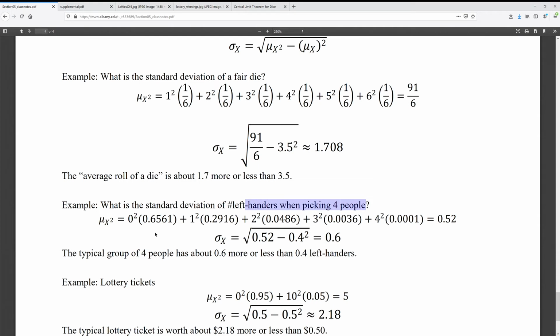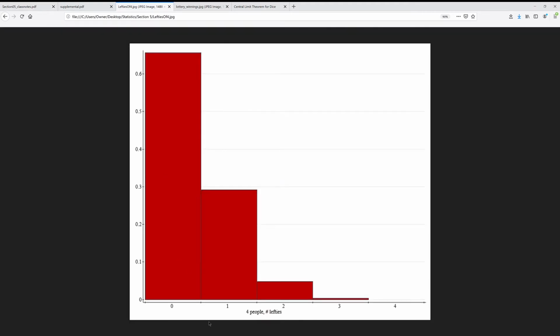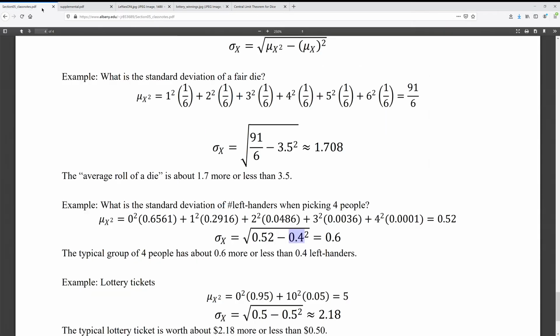Well, remember that my mean was 0.4. My balance point was 0.4, so here it is again. On average, how much more or less than 0.4 is the number? If I pick 4 people and count the left-handed ones, how much more or less than 0.4 is it likely to be? It's probably nothing like 3 something, because this doesn't happen very often, but it's probably more than this would be. So let's check it out.